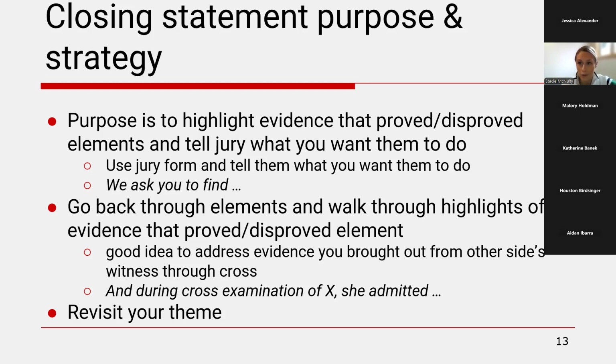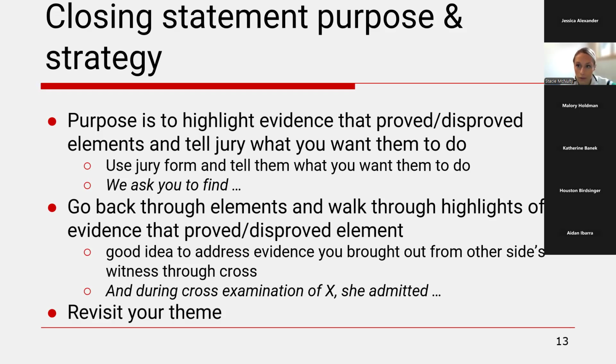So you use that form, that's what you're going to use when you go back to deliberate. And we want you to look at these and find that we've proved or disproved. We ask you to find, for the state, you would say, we want you to find guilty as to this charge. The defendant then would say, we ask you to find not guilty. That's the important part. That's the ultimate goal, right? You want the jury to find in your favor.